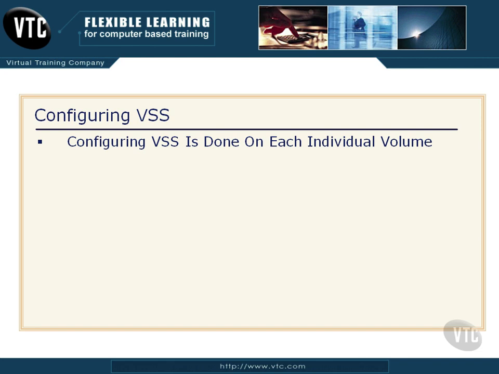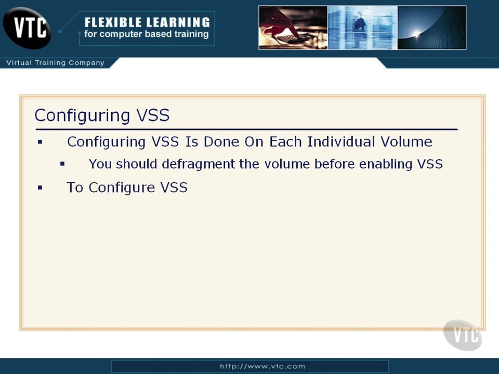Now, configuring VSS is done on each individual volume, but here's a gotcha. You need to watch for this on the exam. You especially need to watch for this out there in the real world. That is, you should defragment the volume before you enable the volume shadow copy service on it. The reason is the way VSS works: when you have a highly fragmented volume, it kind of gets confused and you can have some issues. So make sure you defrag the volume before you enable VSS.